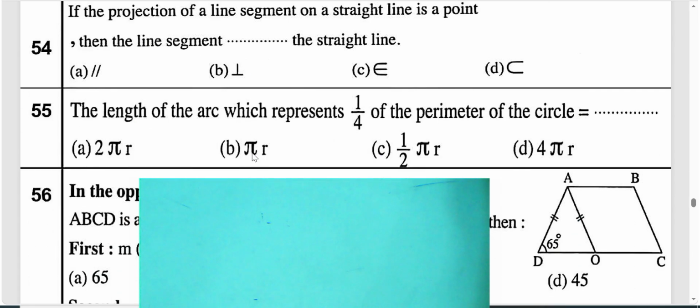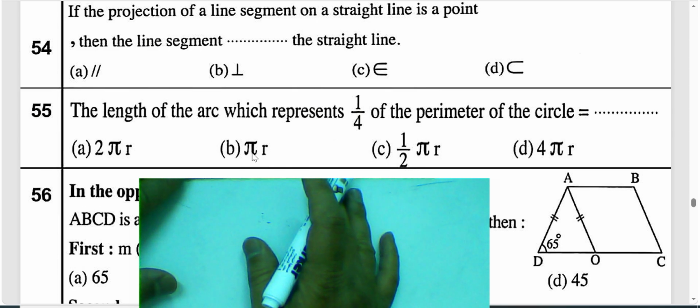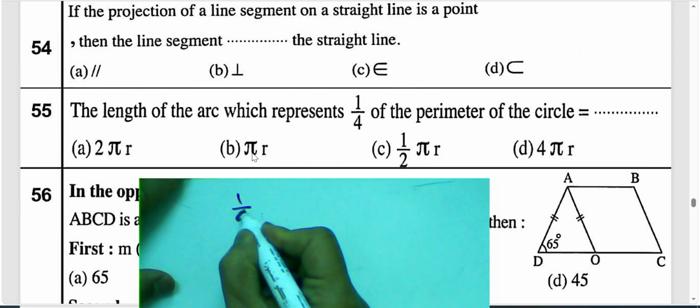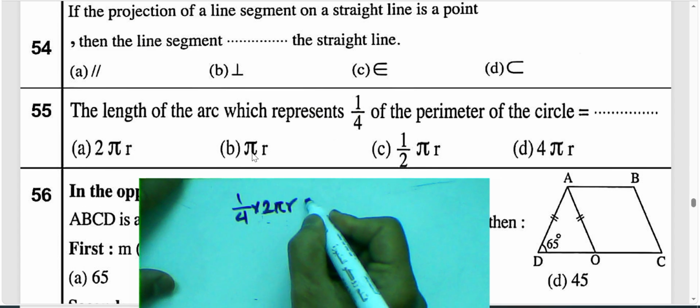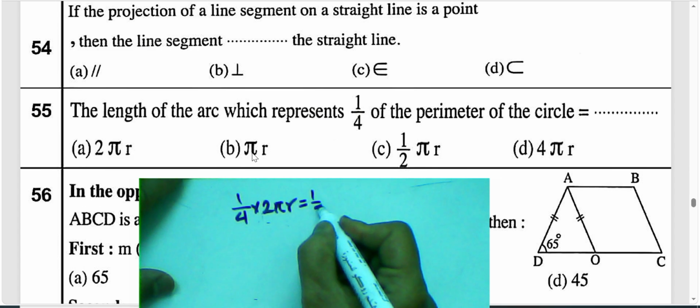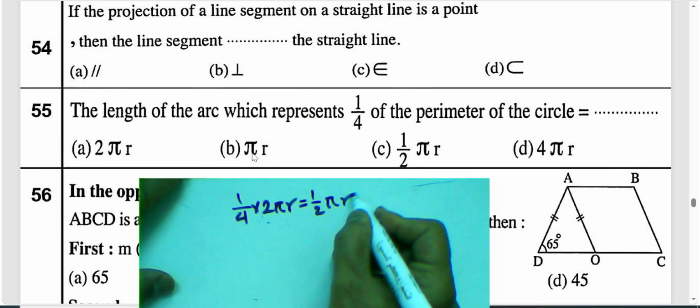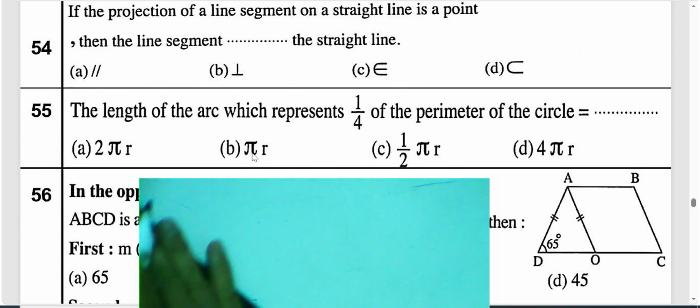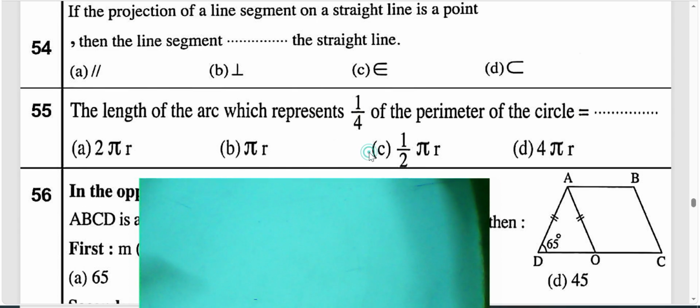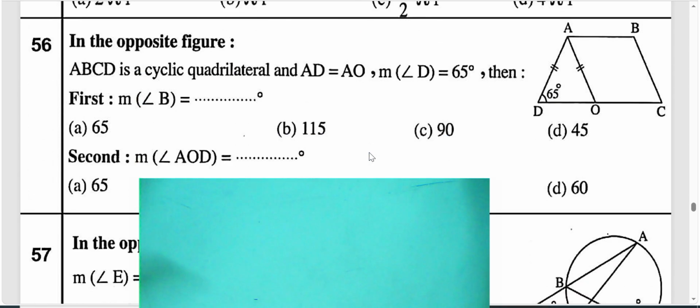Next question 55. The length of the arc which represents a fourth of the perimeter of a circle. We have a fourth of the perimeter. You know the perimeter of a circle is 2πr. Then 2πr times 1 over 4 equals half πr. Then the result will be half πr. Choose letter C.